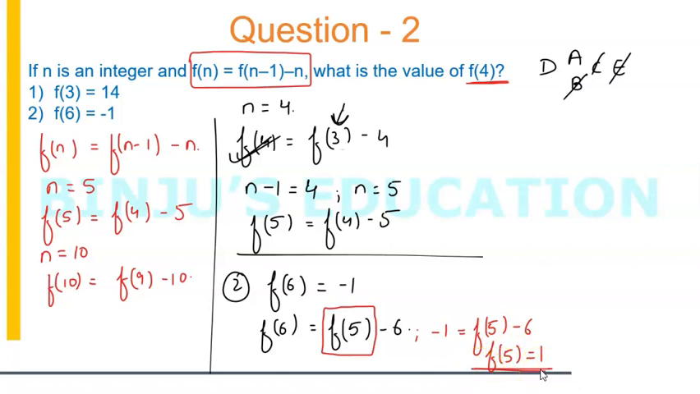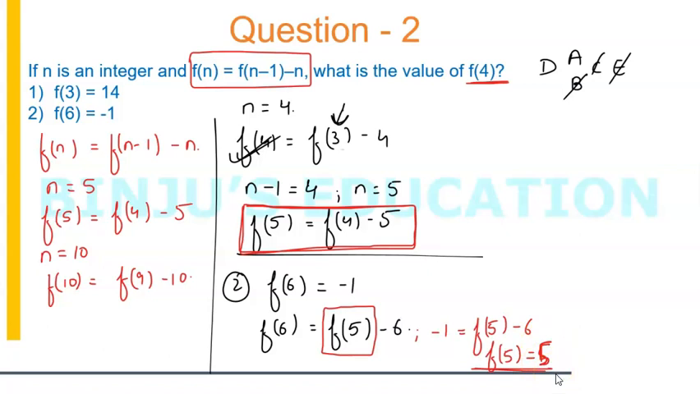Now once I have the value of f of 5, I already know that f of 5 is nothing but f of 4 minus 5. If I have f of 5, can I calculate f of 4? Yes, I can do that. I'll simply put f of 5 equal to 1. I think I made a mistake. I'm really sorry again. This would be 5, not 1. I'm sorry. But anyways, I hope you guys got the point.